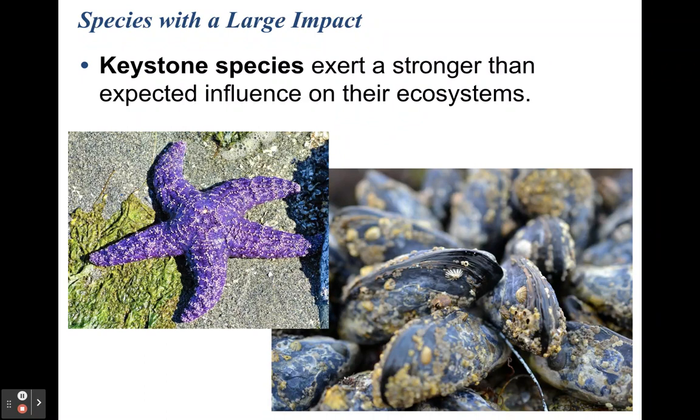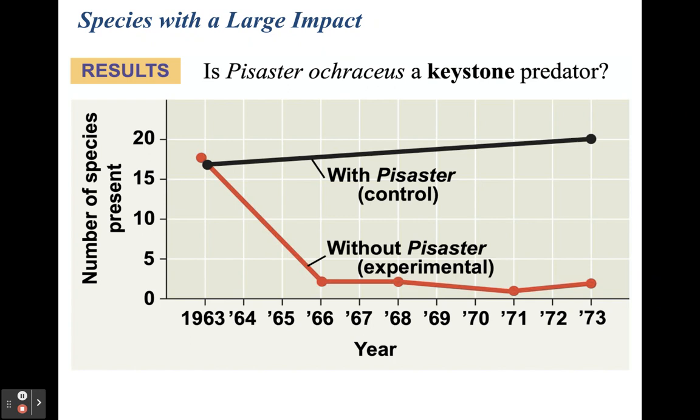All right, let's actually take a look at a graph here of the data from Robert Paine's study. So the question is, Pisaster, that's the purple sea star, is Pisaster a keystone predator? And I want you to look at the graph, and I want you to answer this question. According to the graph, how did the removal of Pisaster affect the ecosystem? So think about that. All right, and you've answered the question. So let's take a look at the data.